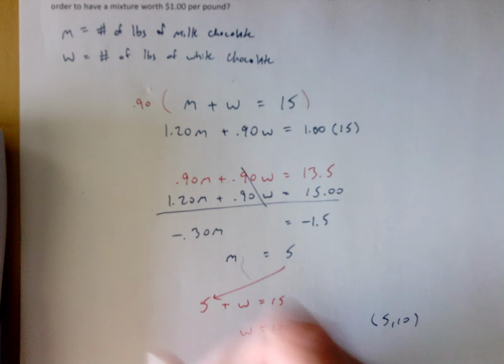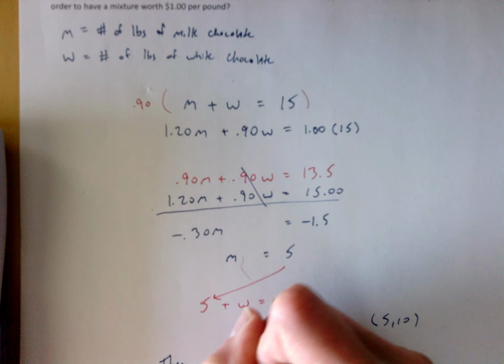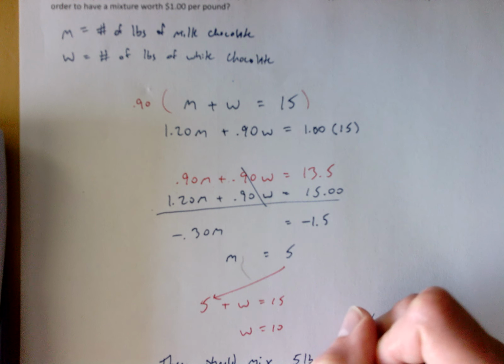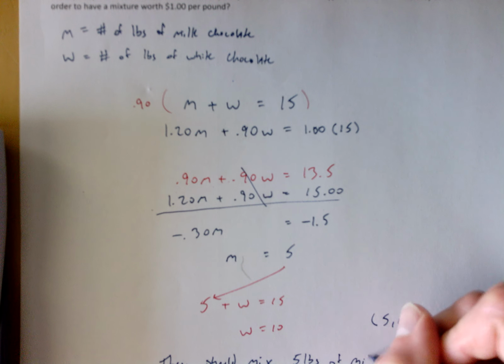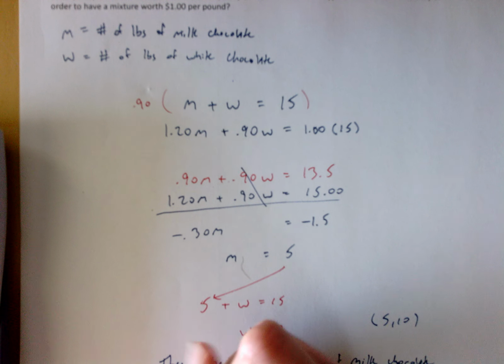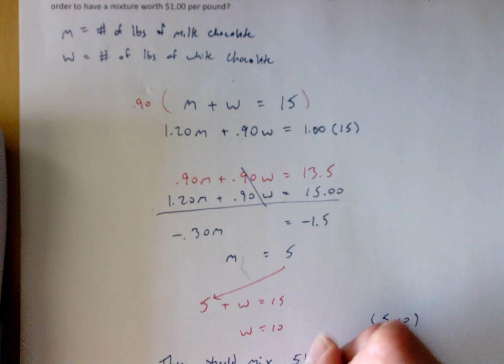Written as a sentence, they should mix 5 pounds of milk chocolate with 10 pounds of white chocolate.